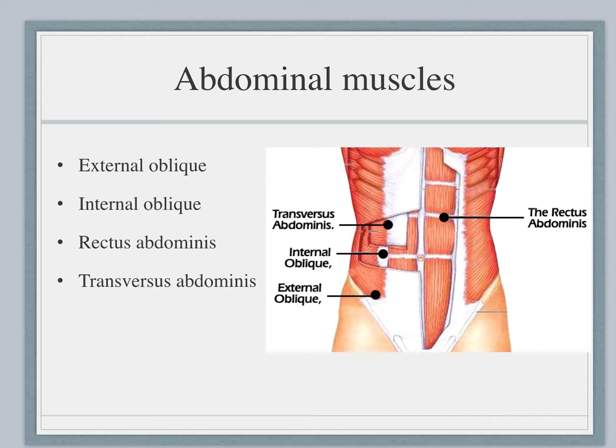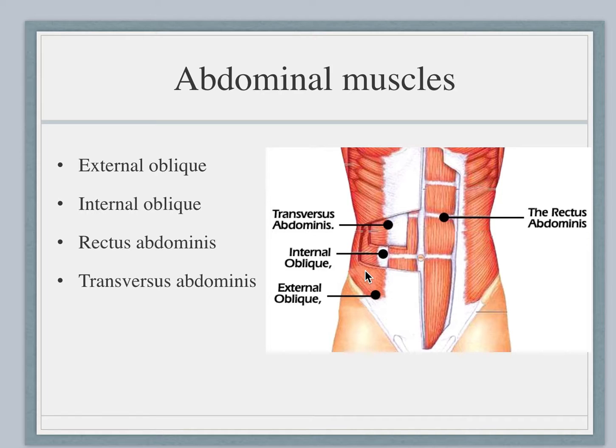First of all, let's talk about the abdominal muscles. There are 4 different abdominal muscles. Starting from superficial to deep, the most superficial abdominal muscle is the external oblique. The external oblique is illustrated here. Its fibers run from lateral to medial in a downward direction.